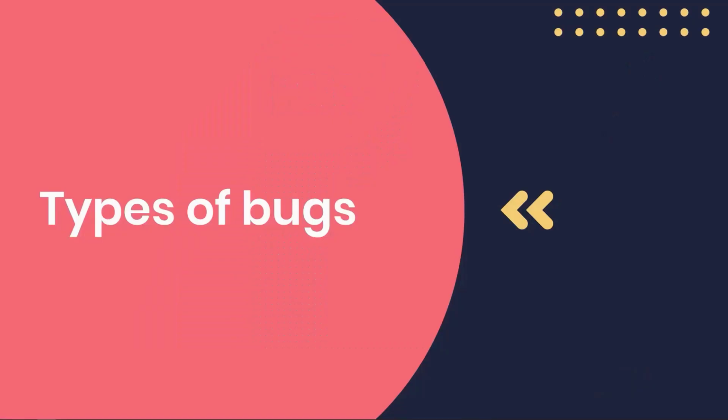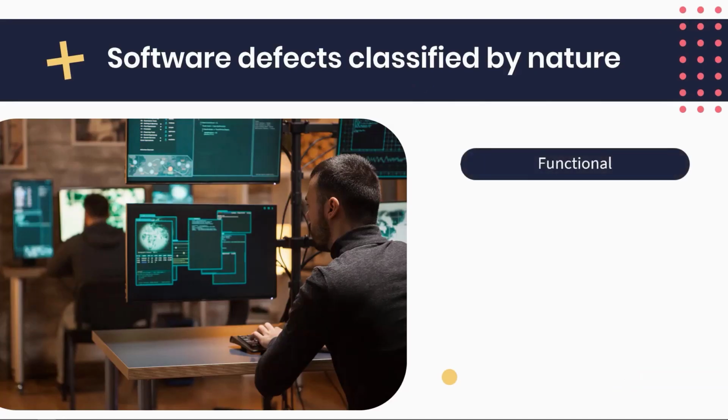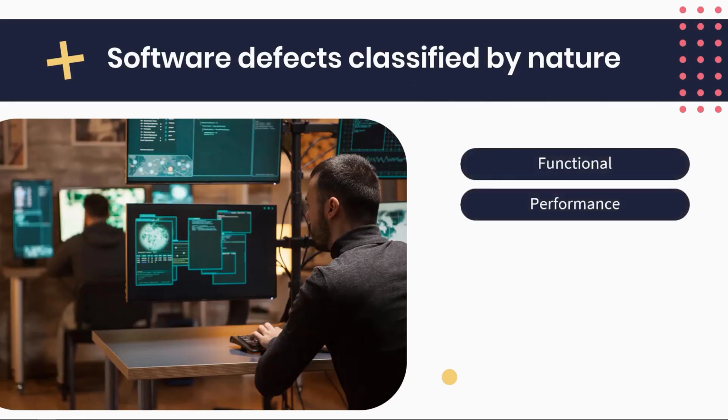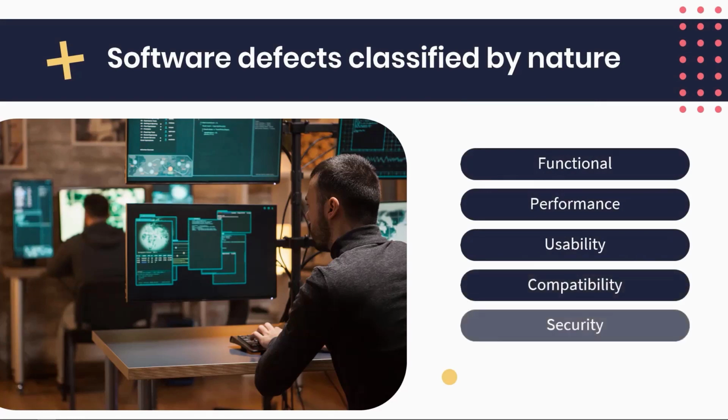YouTube. Bugs or software defects are typically classified by nature, priority, and severity. Let's look at each of these more closely. We will first look at classification by nature. This refers to how the bug affects the system, and this could be in any of the following ways: functional, performance, usability, compatibility, or security.